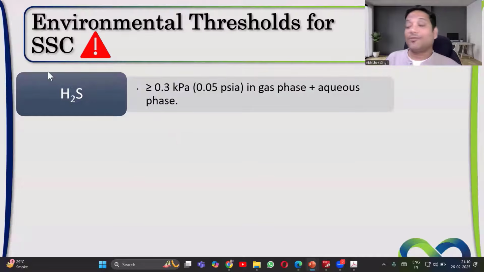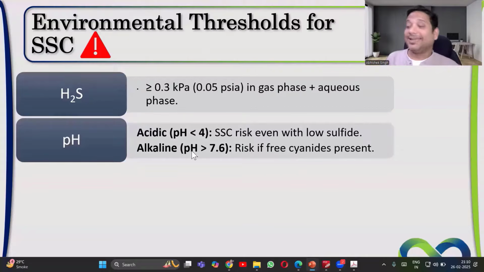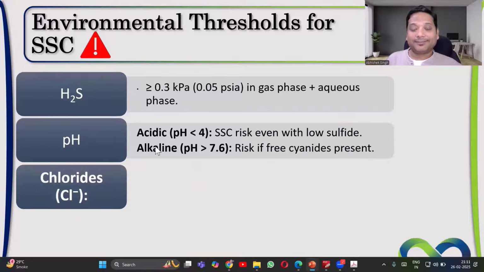So the environmental threshold for SSC: if we talk about partial pressure of H2S, if the partial pressure is more than 0.3 kPa, that means it is passing the threshold. Now 103 will become applicable. If we talk about pH value, both acidic and alkaline are dangerous. In alkaline, you will have a different kind of stress phenomenon, called ASCC, alkaline stress corrosion cracking, and in acidic you will see SSC. So both are critical for SSC.